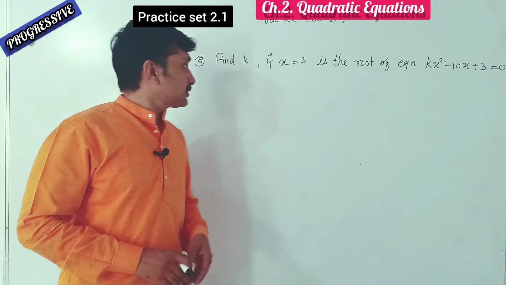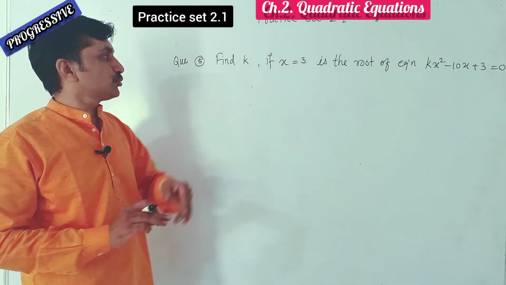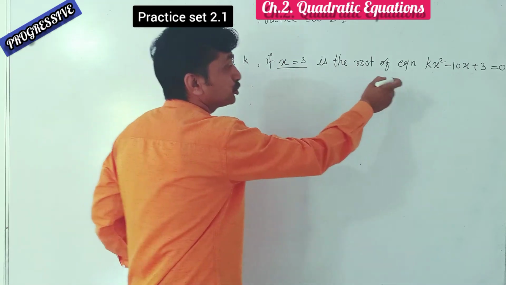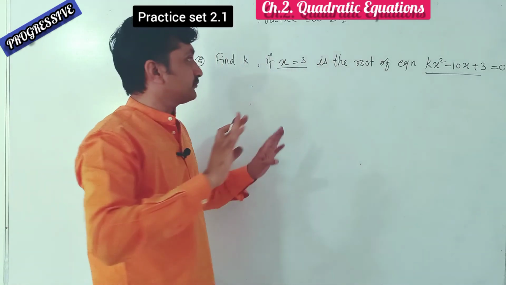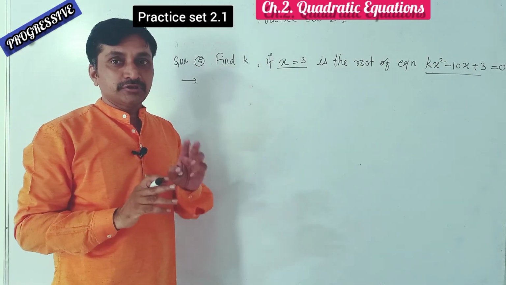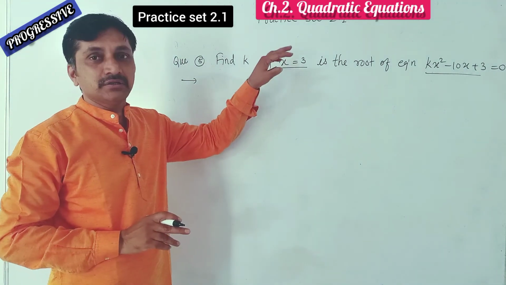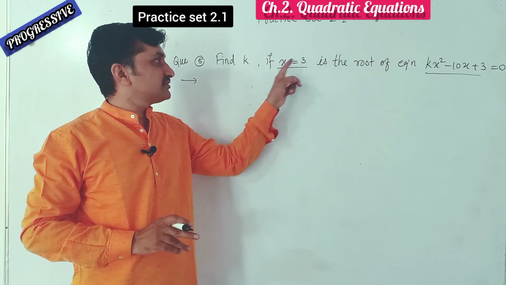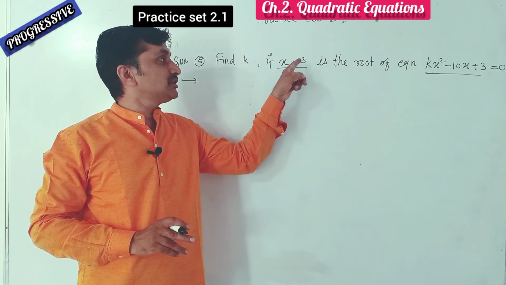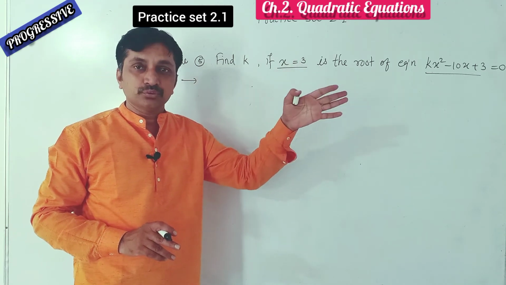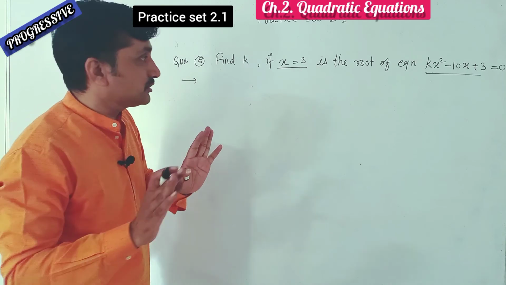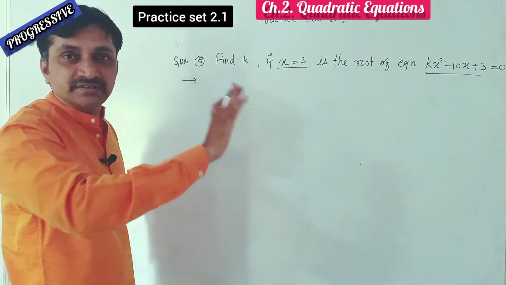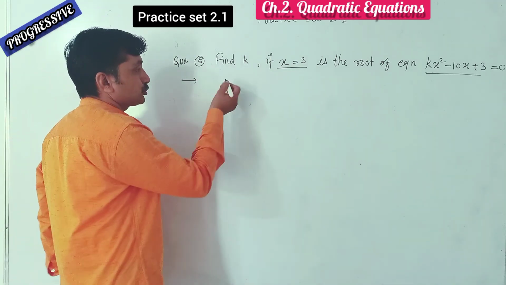Dear friends, let's see example number 5 of practice set 2.1. Find k if x is equal to 3 is the root of this equation. Now it is not given as determine whether it is a root or not. It is given that it is the root of the equation. If x is equal to 3 is the root, means we can put x is equal to 3, then we get 0. We are not going to determine, it is given, means put here x is equal to 3 in that equation. Already the left and right sides are equal if that is the root. Then what to do? We have to find the k value.